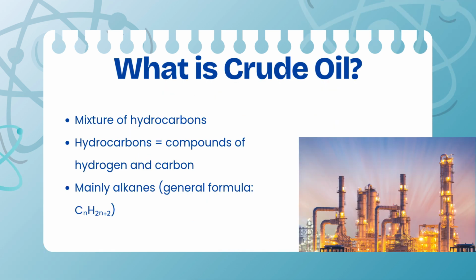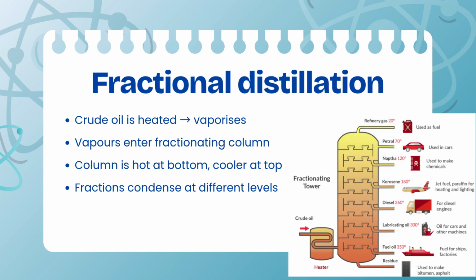So what is crude oil? Crude oil is a mixture of hydrocarbons. Hydrocarbons are compounds made only of hydrogen and carbon. Most of the hydrocarbons in crude oil are alkanes, which follow the general formula CnH2n+2. Students often forget that crude oil is a mixture, not a single substance.